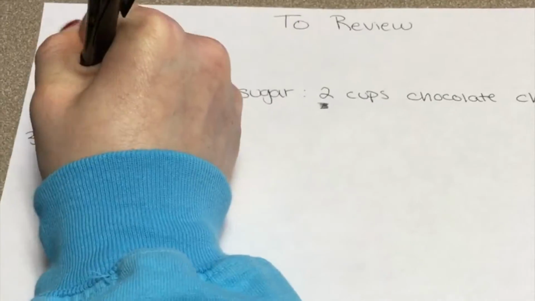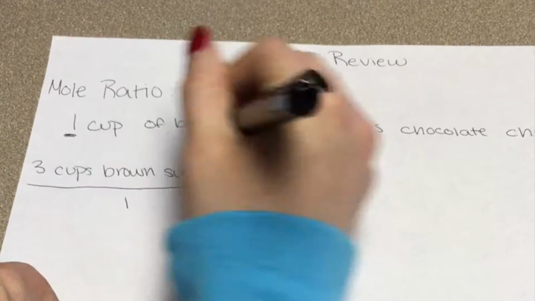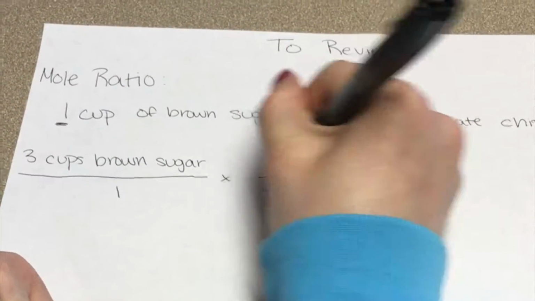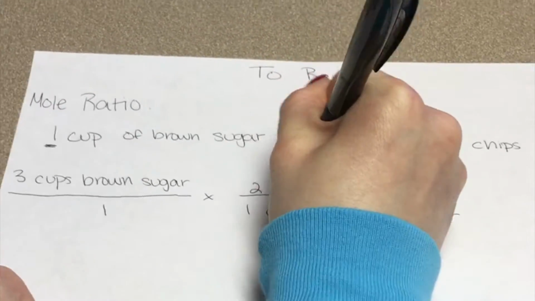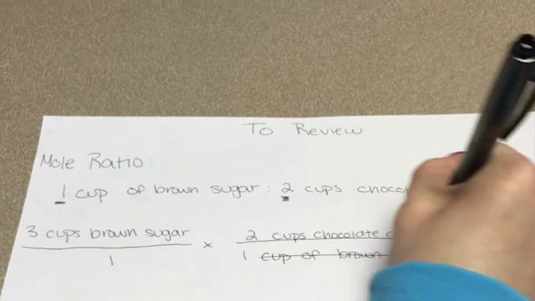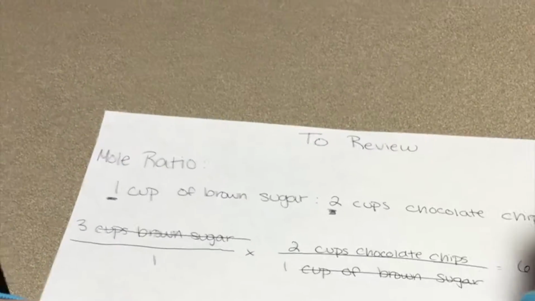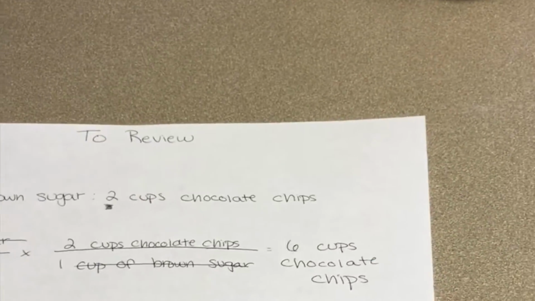Therefore, if we have 3 cups of brown sugar, we can use the mole ratio of 1 cup of brown sugar to 2 cups of chocolate chips. And we see that we can produce 6 cups of chocolate chips.